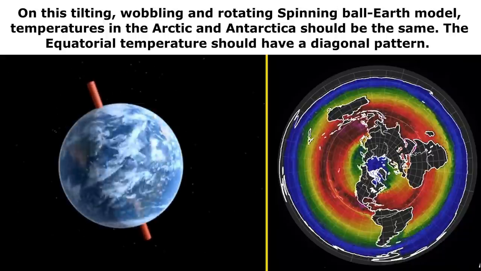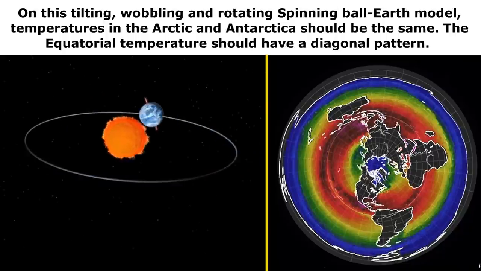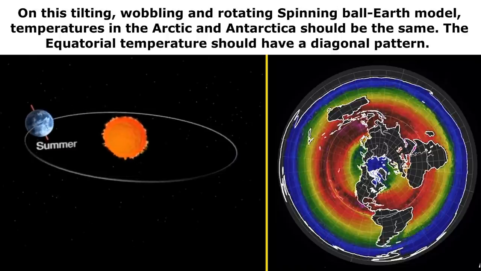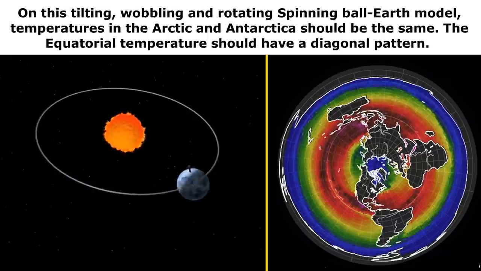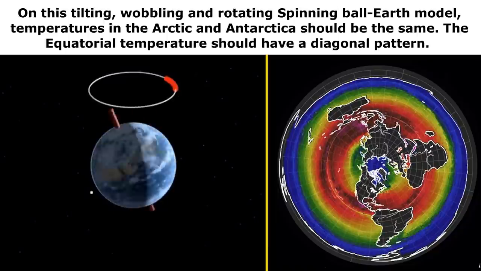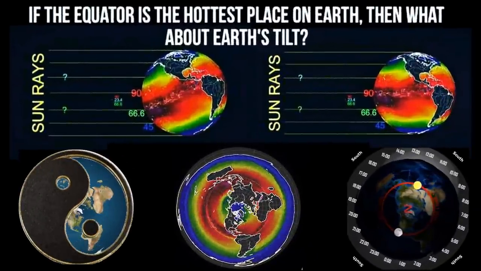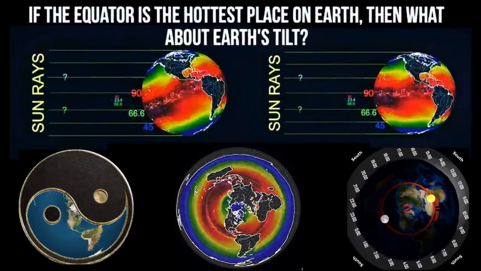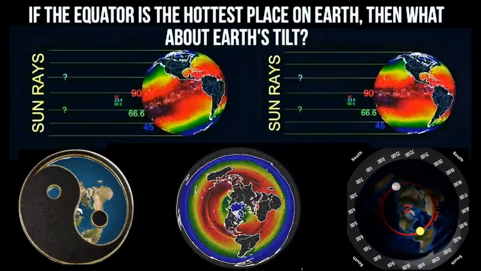Now, the first problem we come across when looking at the heliocentric model is the fact they claim Earth has a tilt of 23.5 degrees. On this tilting, wobbling, and rotating ball Earth, temperatures at the Arctic and Antarctic regions shouldn't be the same. Not only that, but on the globe, the hotter region represented by the color red should have a diagonal pattern. With this tilt, the globe model should experience hotter temperatures way above the equator and way below the equator at different times of the year.